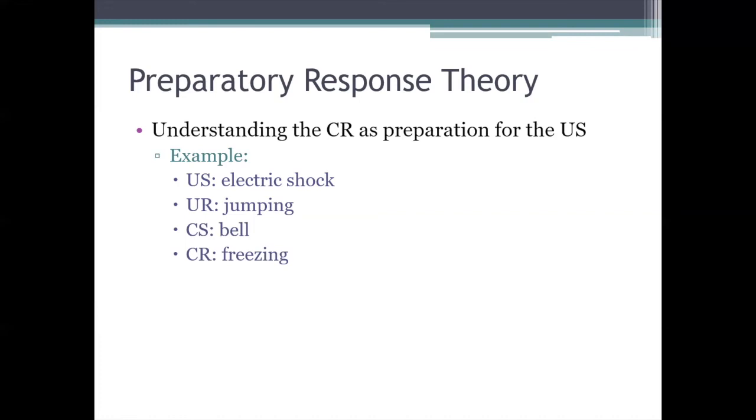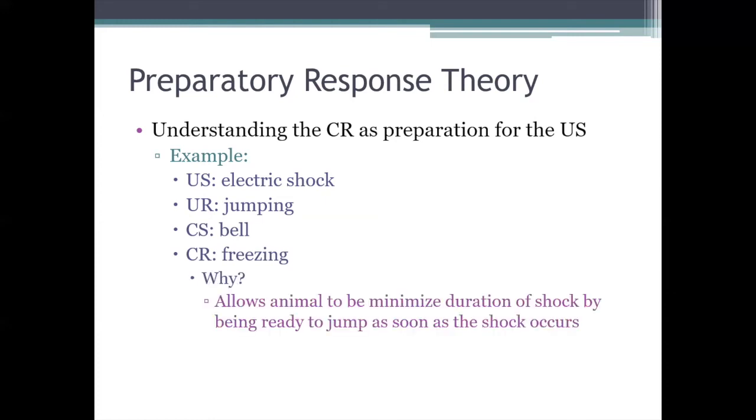So in this case, the CR and the UR are different, right? The UR is jumping, that's how the animal reacts to the shock, but the CR is freezing. That's how the animal reacts to the bell. So why are those two responses different?